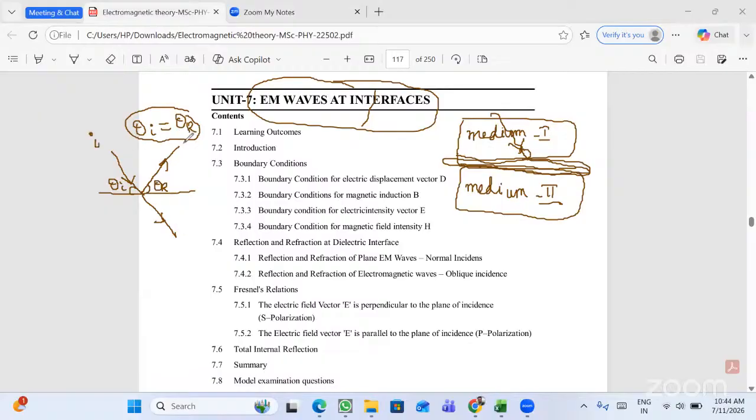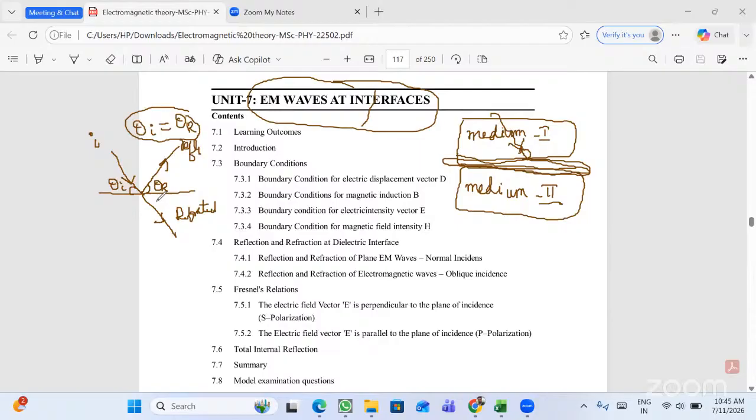So this is the incident wave and this is the reflected wave, and this wave which is moving into the second medium, we will call a refracted wave. So this is nothing but transmission occurring. In some cases, absorption of the electromagnetic wave also takes place. So when an electromagnetic wave is incident at the interface, you will have an incident wave, a reflected wave, as well as a refracted wave.